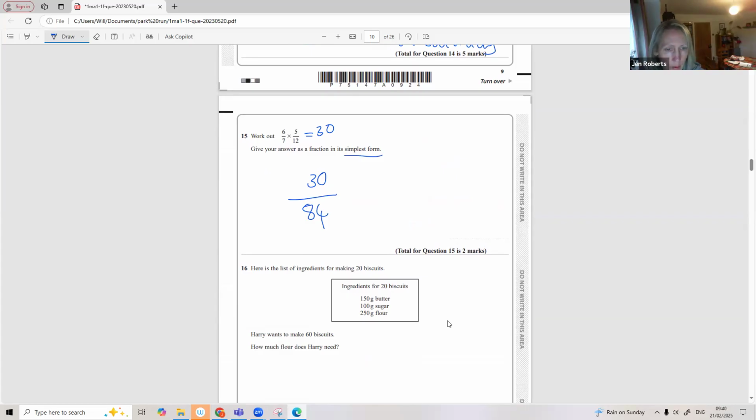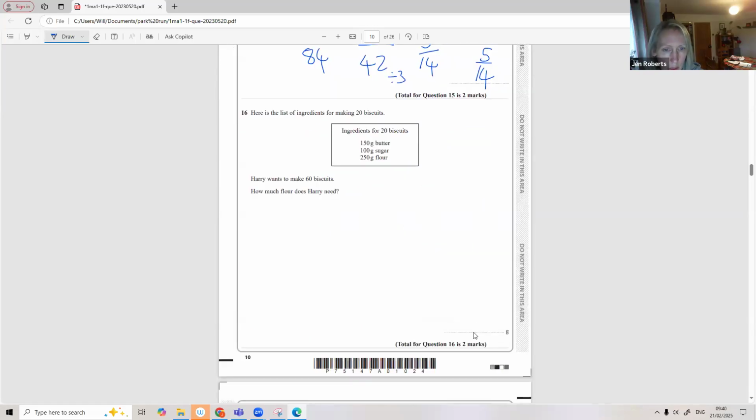I can see they're both even numbers here, so I'm going to halve both of them, which gives you 15 and 42. You might not spot this, but I can tell that these are both divisible by 3. So I'm going to divide by 3 to get 5. How many 3's go into 42? Let's just do a quick bus stop. 3's into 4 is 1, remainder 1. 3's into 12 is 4. So 5/14 is your final answer there.